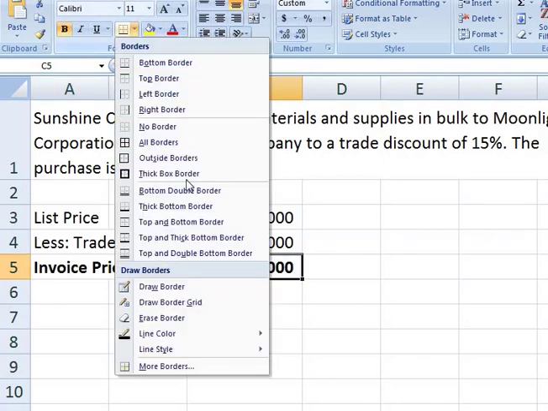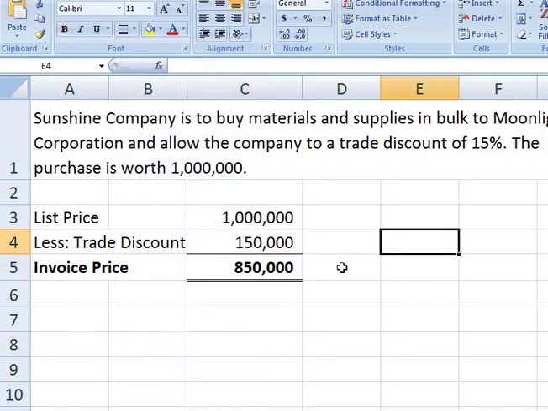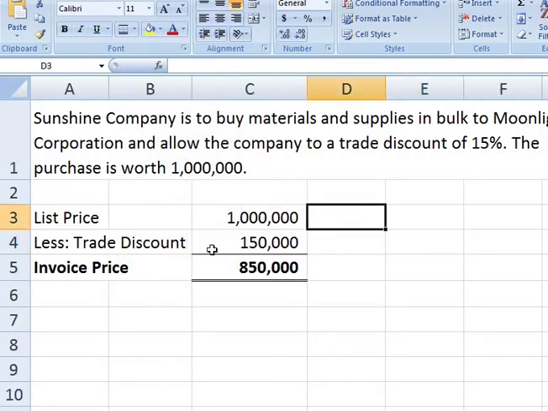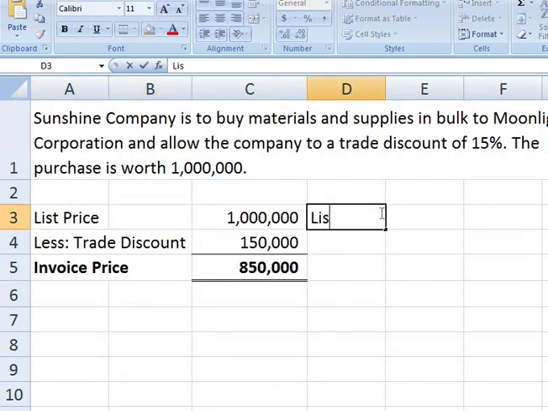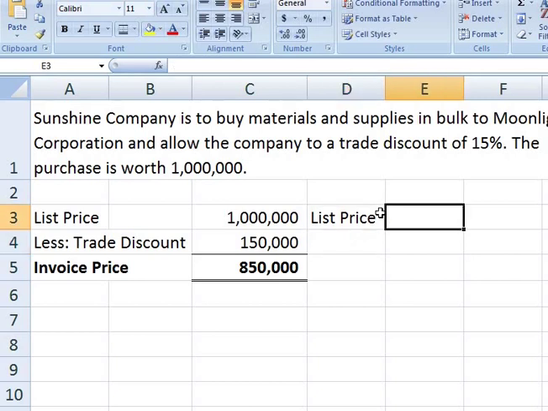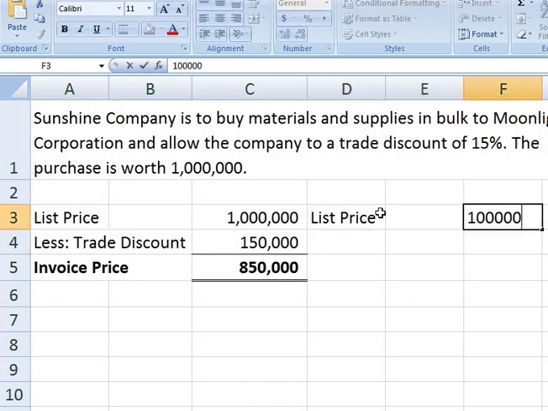Okay? Now, other way of computing this, para mas madali, pwede rin ganito, you'll start with your list price, for example. So, you'll have 1 million.